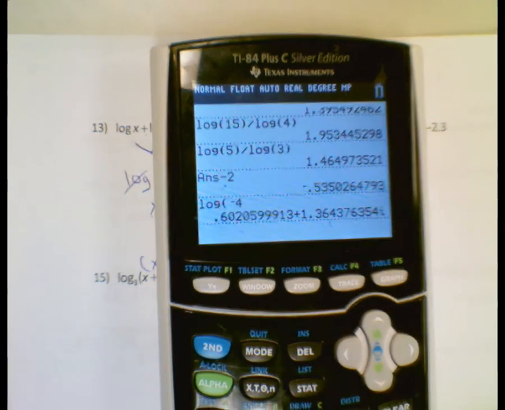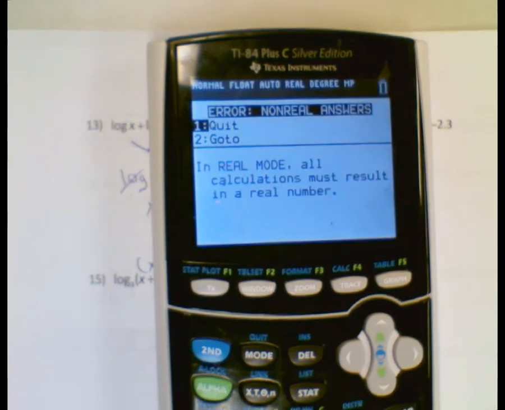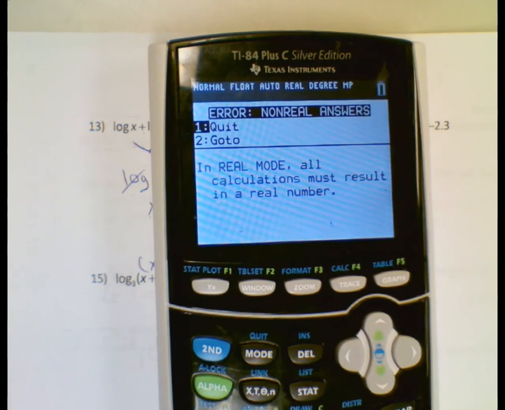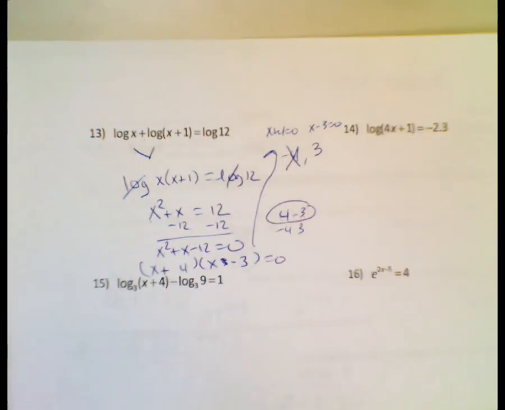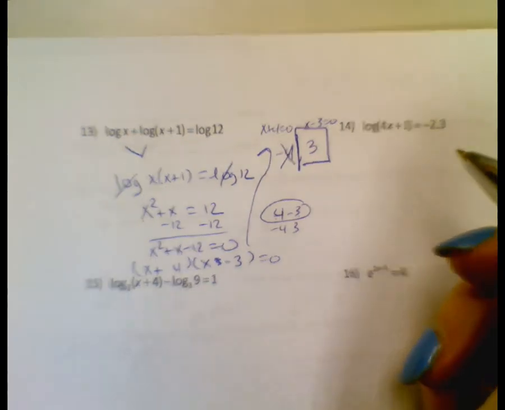Let's try that again. Log of negative 4 is supposed to look like this. Error, non-real answer. Okay, you can't. That's why negative 4 doesn't work. So your answer is just 3.